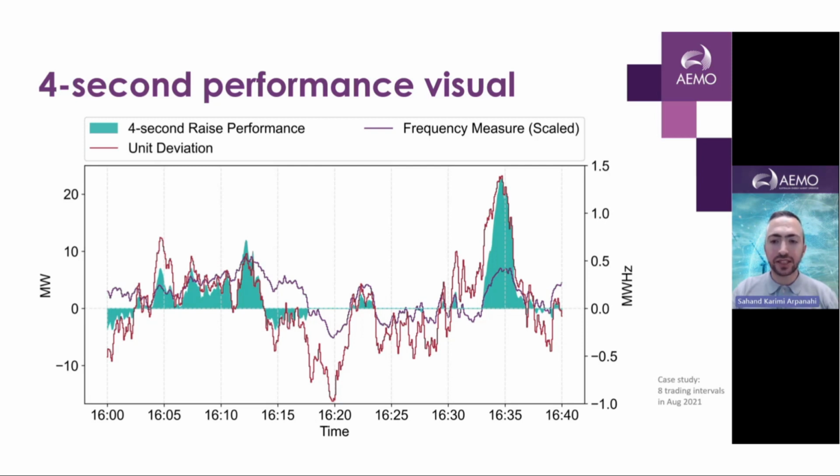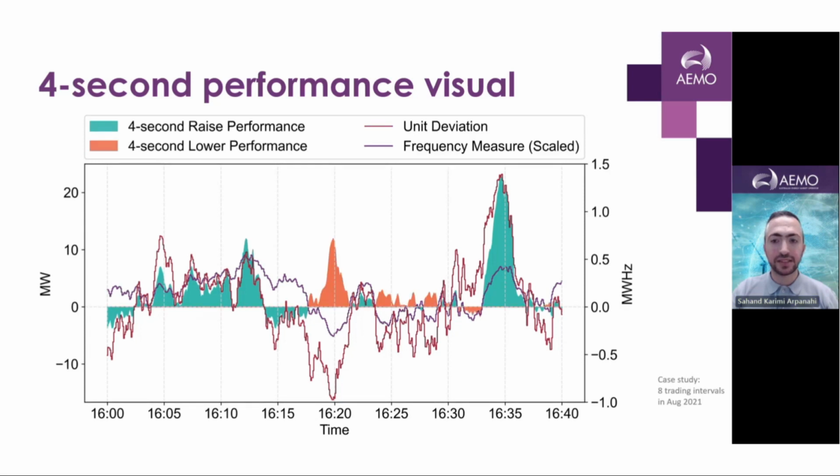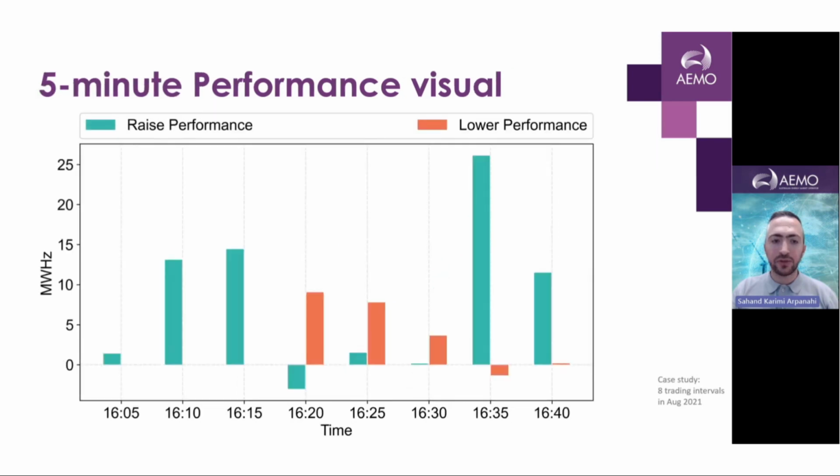Now, to determine the 4-second lower performance values, we multiply the negative frequency measure by the unit deviations. This gives us both 4-second raise and lower performances. Finally, we sum up the raise and lower performances over each 5-minute trading interval. This would give us raise and lower performances in each 5-minute trading interval. These raise and lower performances are later used to determine the contribution factors of the unit.